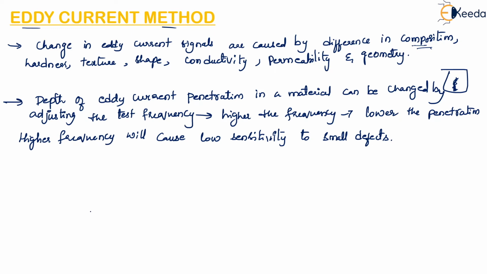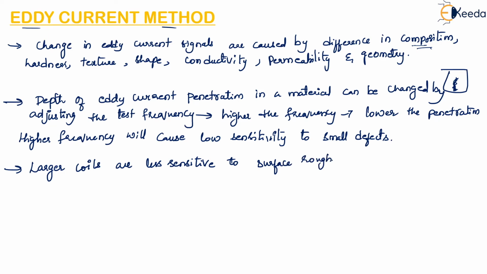And larger coils are less sensitive to surface roughness. So we have to consider so many parameters here, like the frequency. The size of the coils is also very important. If you are choosing larger coils, then it will ignore the surface roughness, as they are less sensitive to surface roughness. Smaller coils are more sensitive to surface roughness.